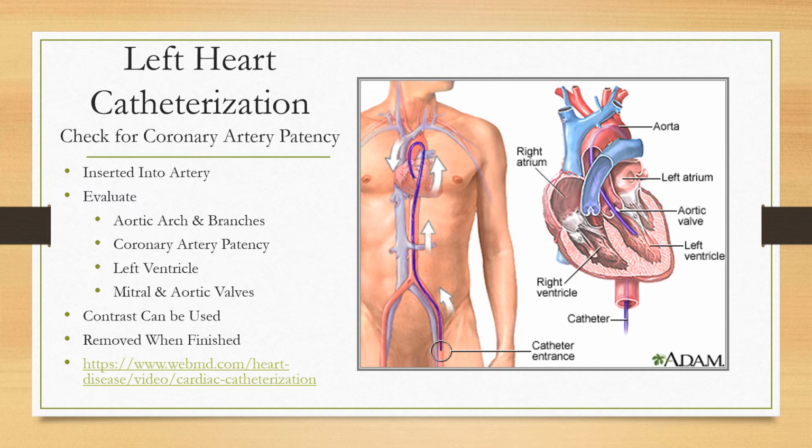They can look at the coronary arteries to see if they're open or blocked, and they can look at all the branches of the aortic arch, which are the branches that are going to the brain, right? So subclavian artery, carotid artery, all those they can assess with the left heart catheterization.